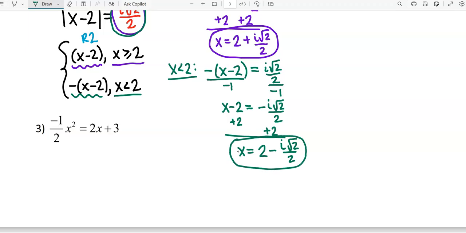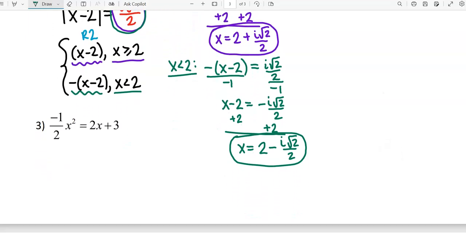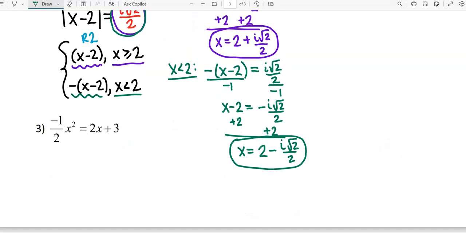Which one? In the absolute value? No. Yeah, I find it easier or more efficient to divide by the -1 first and then add 2. It just takes me fewer steps.